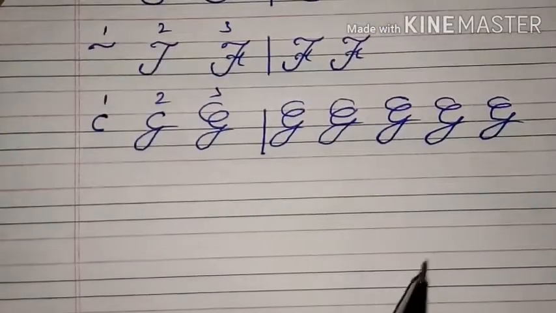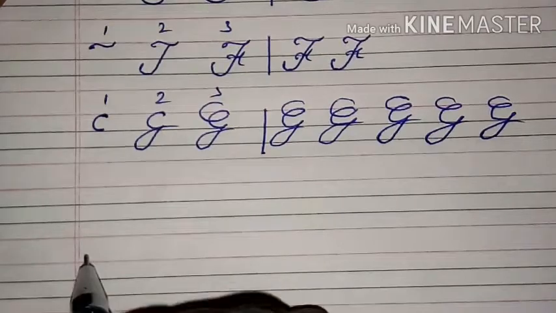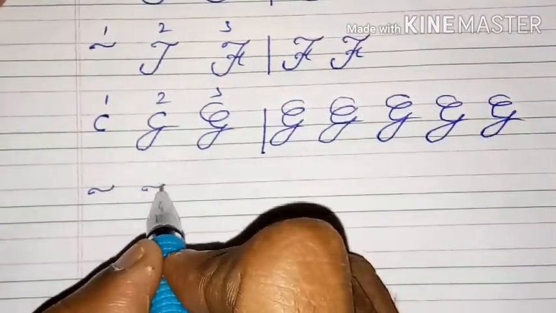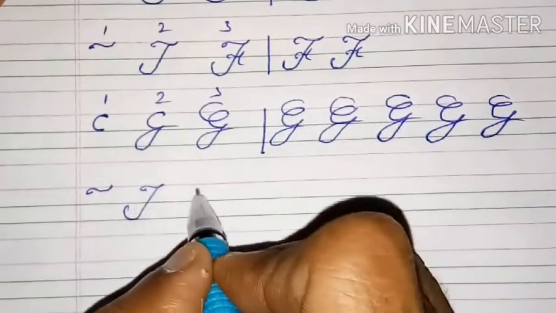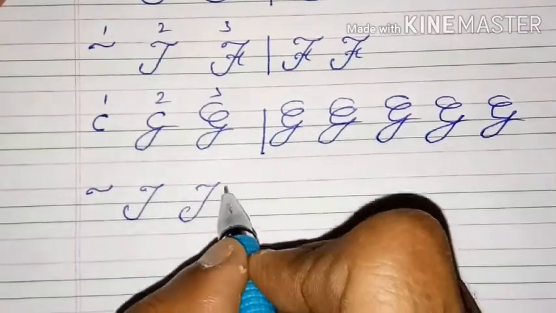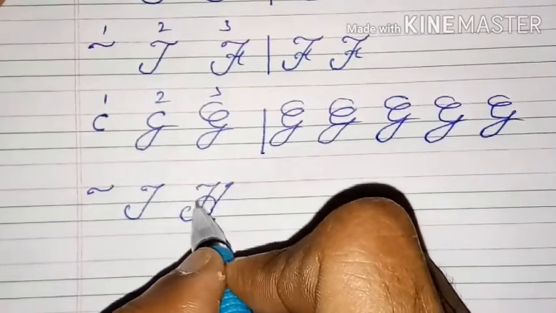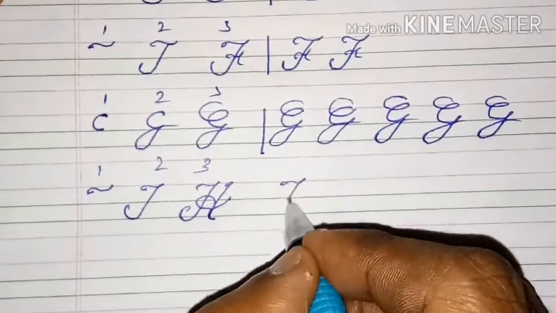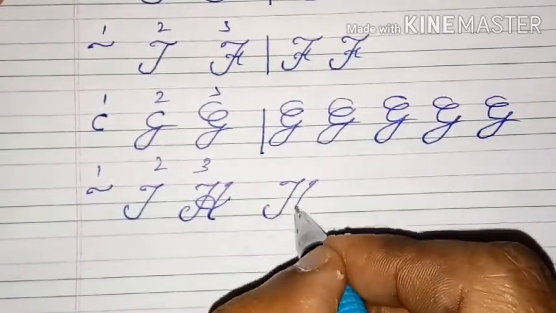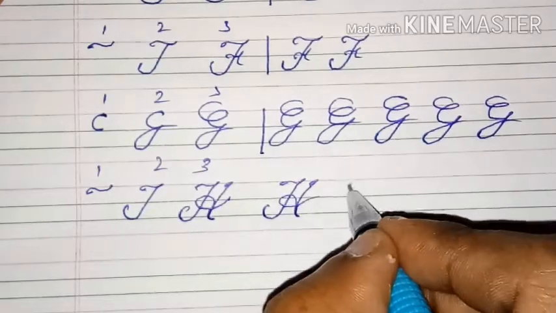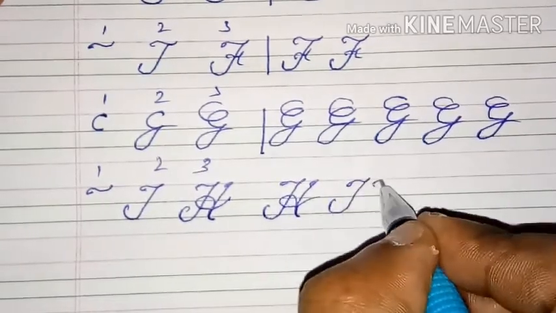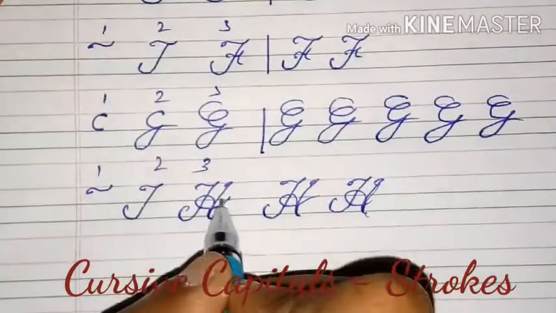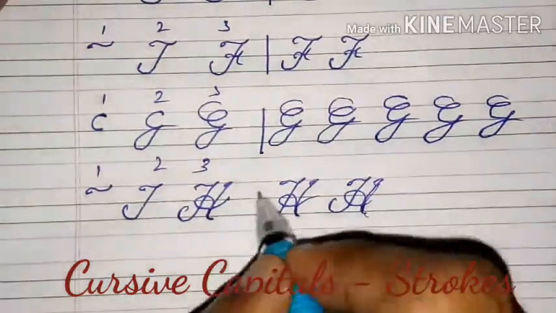Okay. Now, we move on to the letter H. The first one is this. The second one is like this. And the third one is like this. 1, 2, 3. If you bend the second stroke, this one here, it looks very beautiful, right?